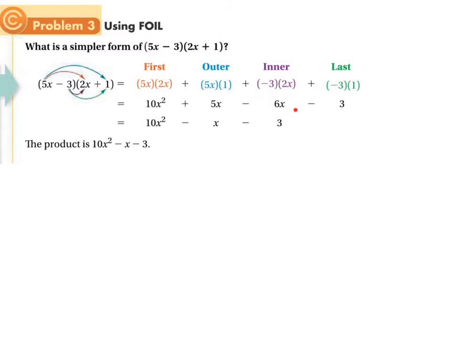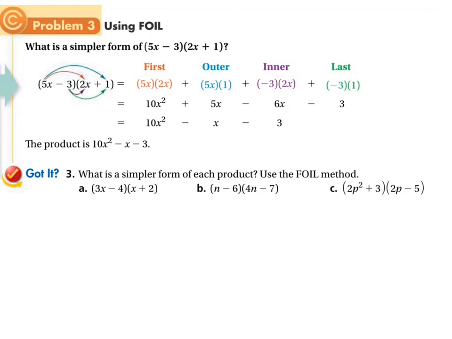These combine. 5x minus 6x is negative x. And the 10x squared does not get combined with anything. And the negative 3 does not get combined with anything. They are different terms. So the product is 10x squared minus x minus 3. Okay? And here are your 3 got it problems.